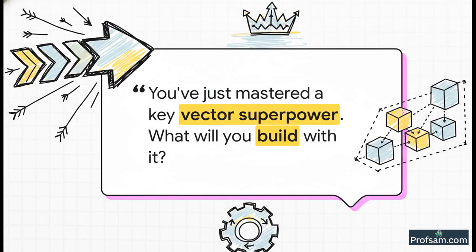So there you have it. This wasn't just about a formula. It's about a tool that gives you precise control to manipulate vectors. You now have the superpower to stretch, shrink, flip, and even custom build any vector you want. That's a pretty powerful skill to have.